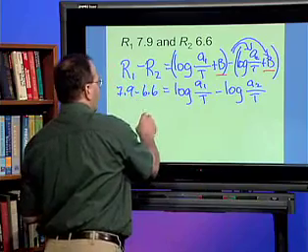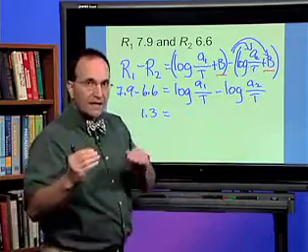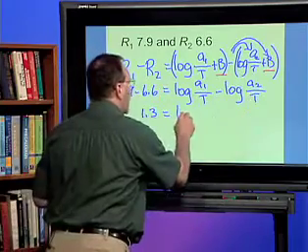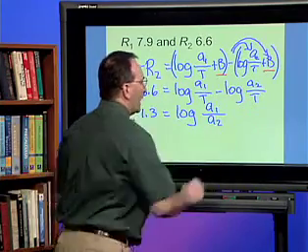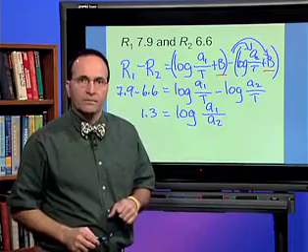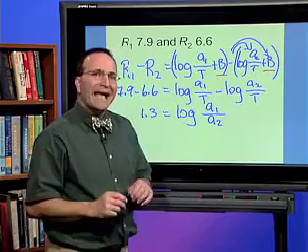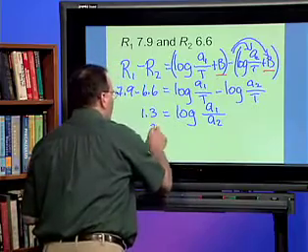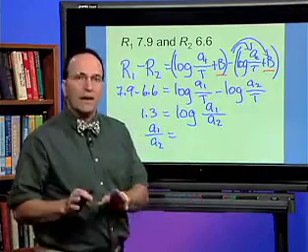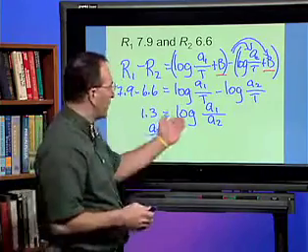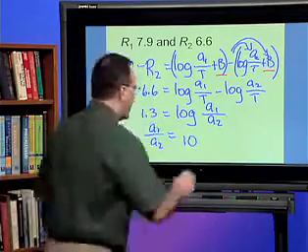7.9 minus 6.6 is 1.3. But now, since we're going to divide those, the T's are going to cancel each other out, and we'd be left with the log of A sub 1 divided by A sub 2. So now what we can do is apply the definition of the logarithm and say, therefore, A sub 1 divided by A sub 2 is going to equal the power, the base 10, right? Because common log is base 10, 10 raised to the 1.3.